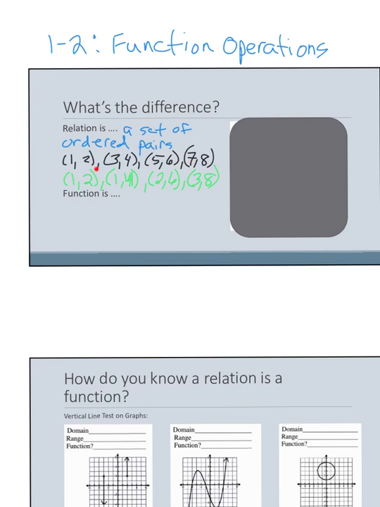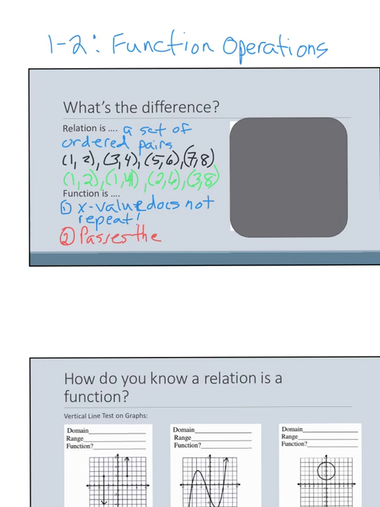So if I'm looking at a set of ordered pairs or a table of values, I can apply the first test. And the first test would be the x value does not repeat. The second test would be if I were looking at a graph, and that means that it passes the vertical line test.